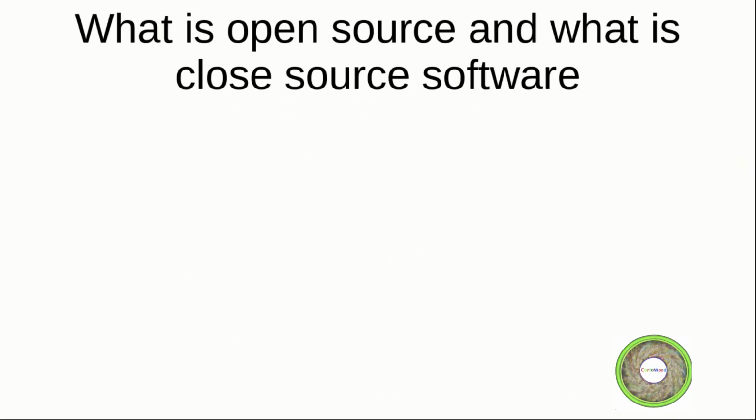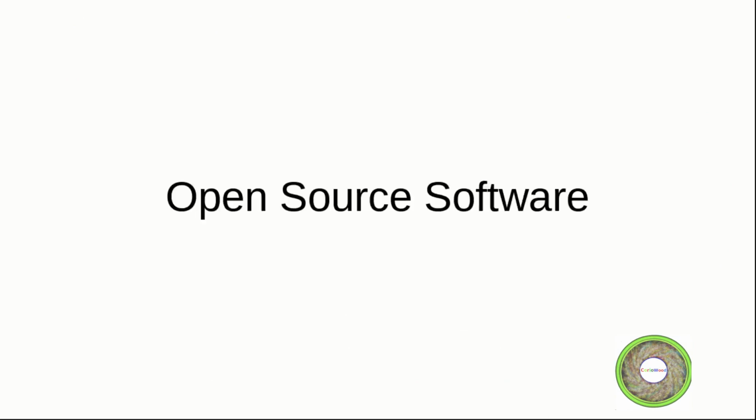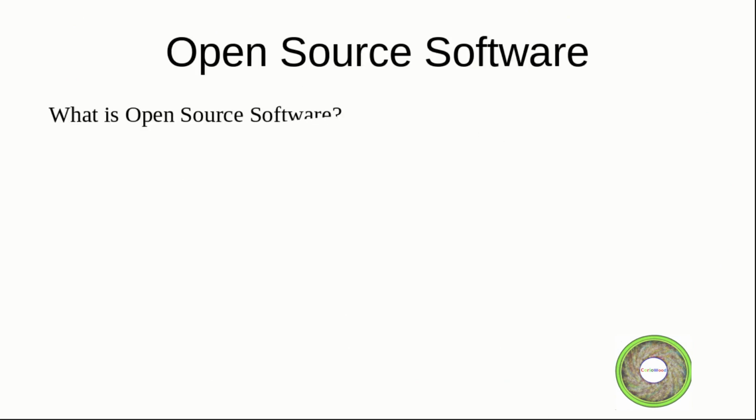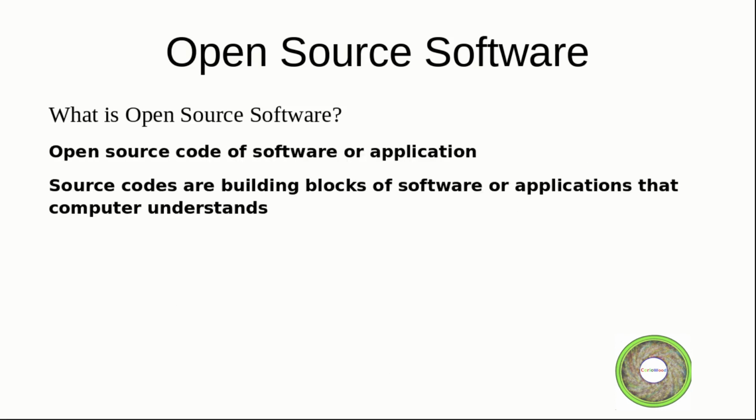What is open source and what is closed source software? First we talk about open source. The term open source, as the name suggests, is open source code of software or application.